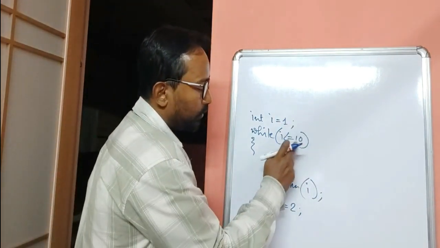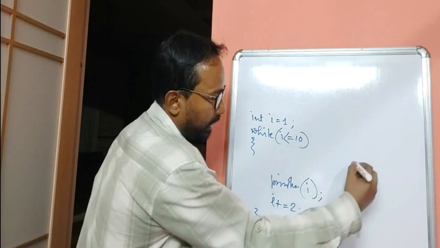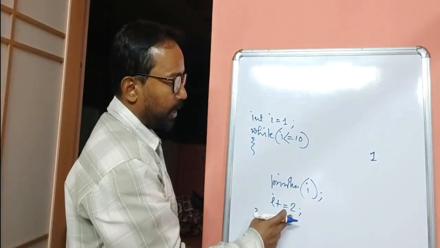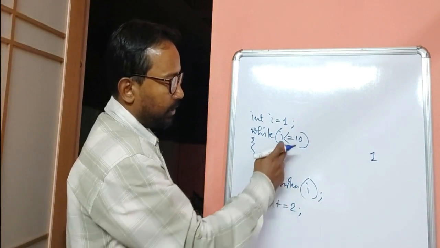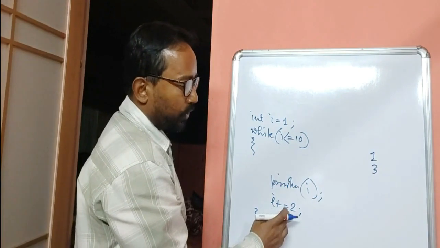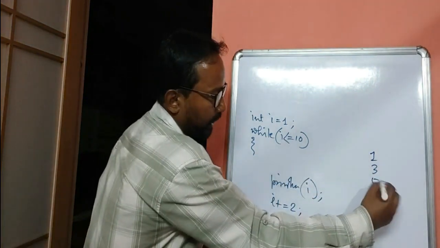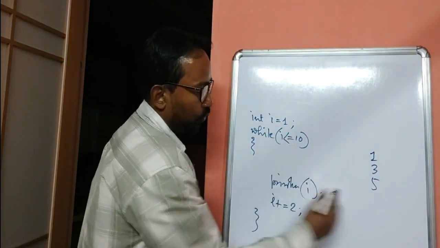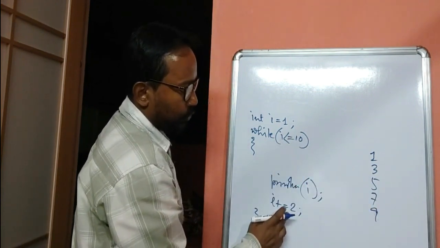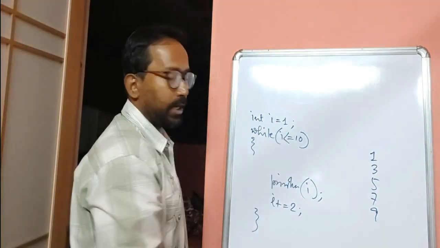First time i is 1, which is less than equal to 10. It is printing i, means it will print 1. Then i plus equal to 2 means i's value will be updated by plus 2. It is getting 3. For 3 also the condition is true. It is printing 3 in the next line. Then plus 2 for 5, true, 5. Then plus 2, 7, true, 7. Then plus 2, 9, true. Then plus 2, 11, not true, false, the loop will terminate.